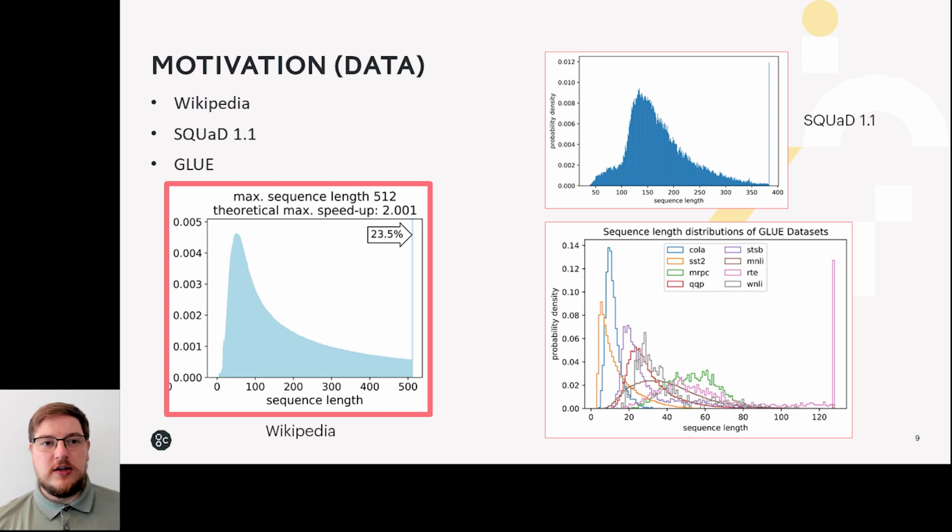Is this specific to the Wikipedia dataset? No, it is not. We looked into different datasets and we realized that the SQuAD dataset as well as the GLUE datasets all have a skewed distribution in sequence lengths and thus require an excessive amount of padding.